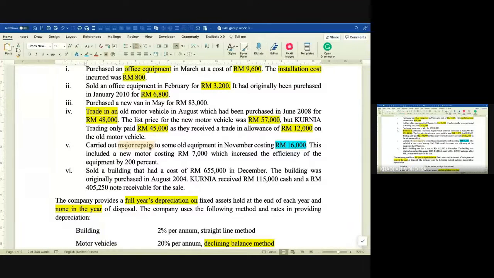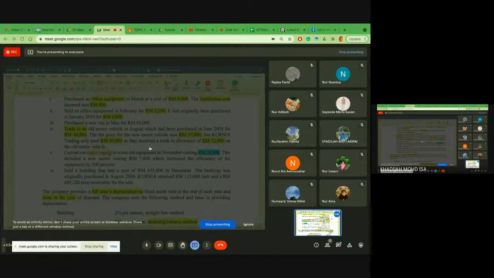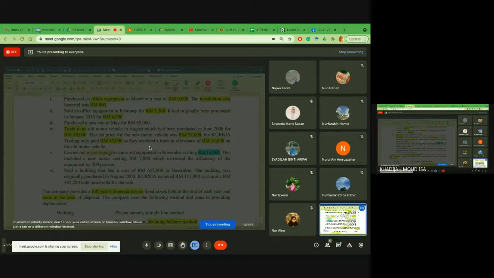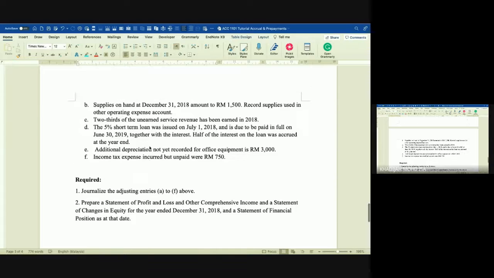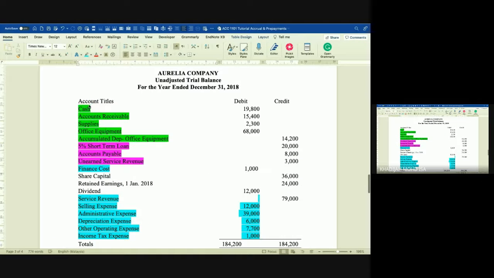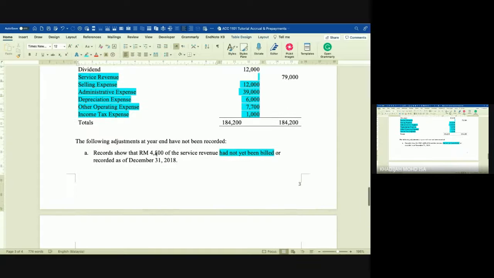Other than that? Okay, coming back to the question. So that's your journal entries. And when you are done with the journal entries, I suggest that you transfer all these into a profit and loss account and do adjustments according to the journal entries.